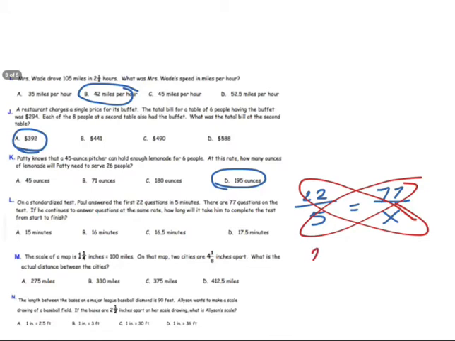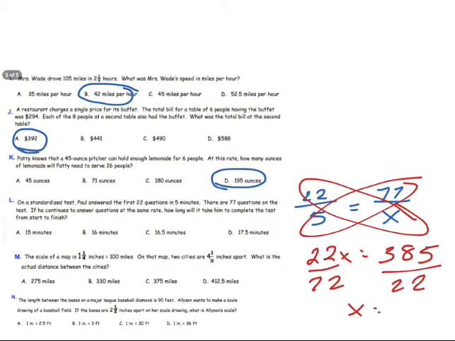Cross multiply, so we get 22 x's is equal to 5 times 77, which is 385, and we divide both sides by 22. So x is equal to... hold on. X is equal to 17.5 minutes, and that's to take the whole test.